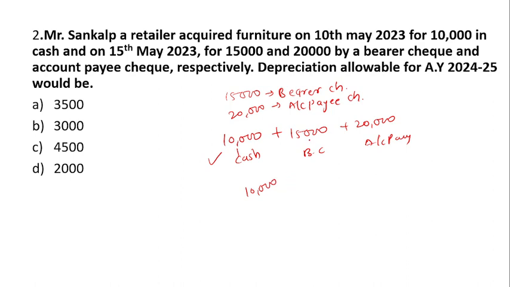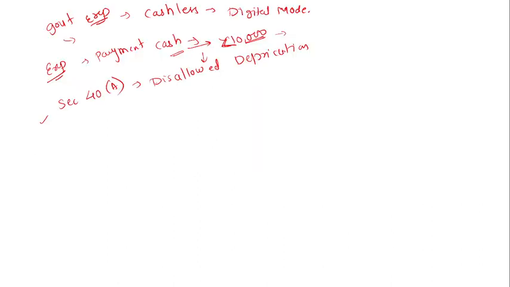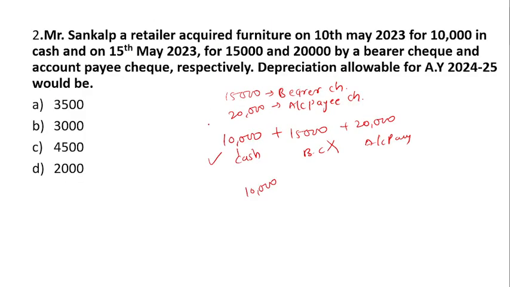And then again he is paying 15,000 as a bearer cheque, and you know that a bearer cheque works like cash. It's considered a cash payment. So here we will not take 15,000, because as I said before, the maximum limit for cash payment is 10,000, and we have already taken that complete 10,000 as a cash payment. So 15,000 we will not consider. It will be disallowed for depreciation.